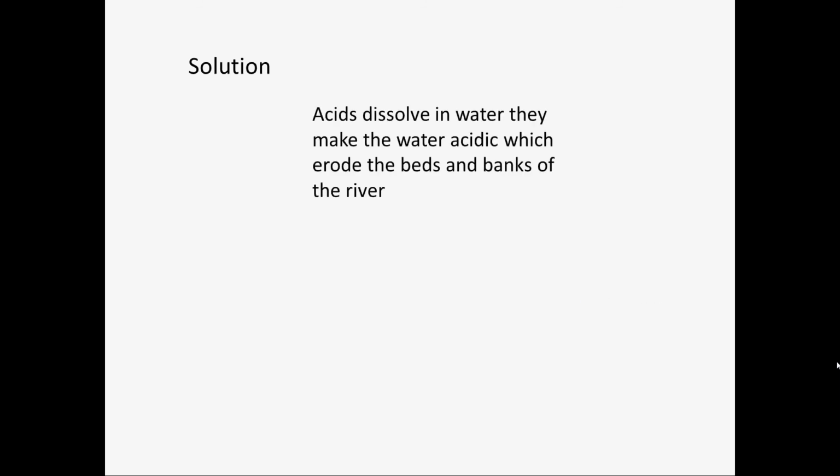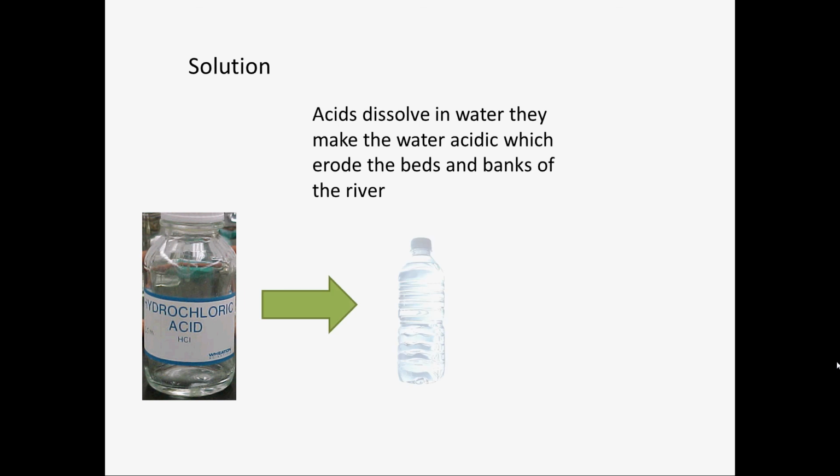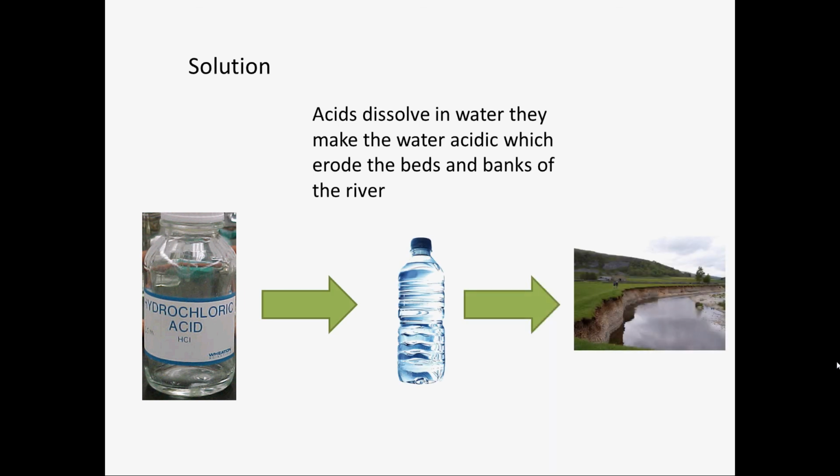Our last type of erosion is solution. This is when acids dissolve in the water and make the water acidic, which erodes the beds and the banks of the rivers. This normally occurs on chalk and limestone banks, as these are weaker than other rocks.